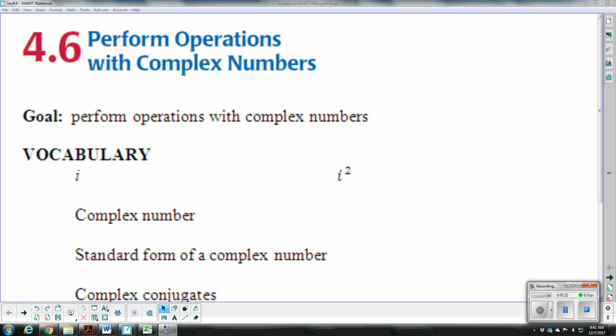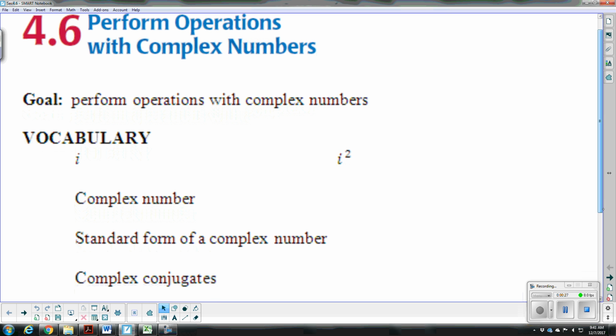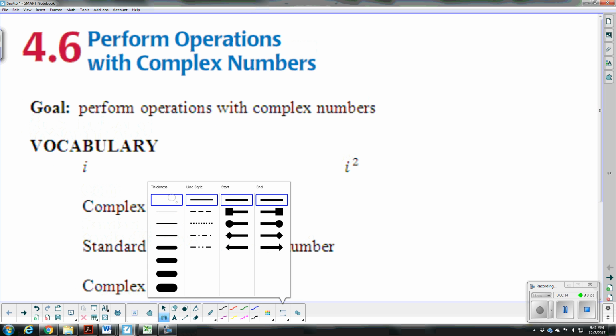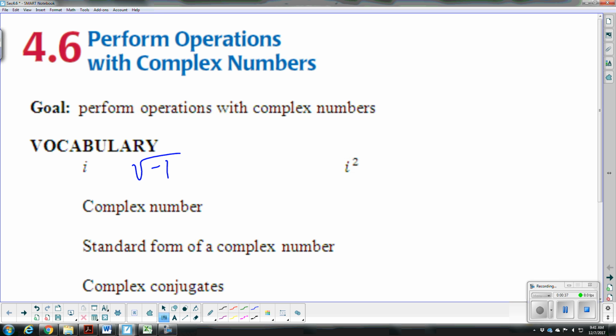We have a couple of vocab terms for this next lesson. The first one is just that letter i. This stands for an imaginary number, and it's the square root of -1. You know you can't take the square root of a negative number, so that's why it's imaginary. It's not real. We identified our real numbers back in chapter 1, but the square root of a negative number is not a real number, it's imaginary.